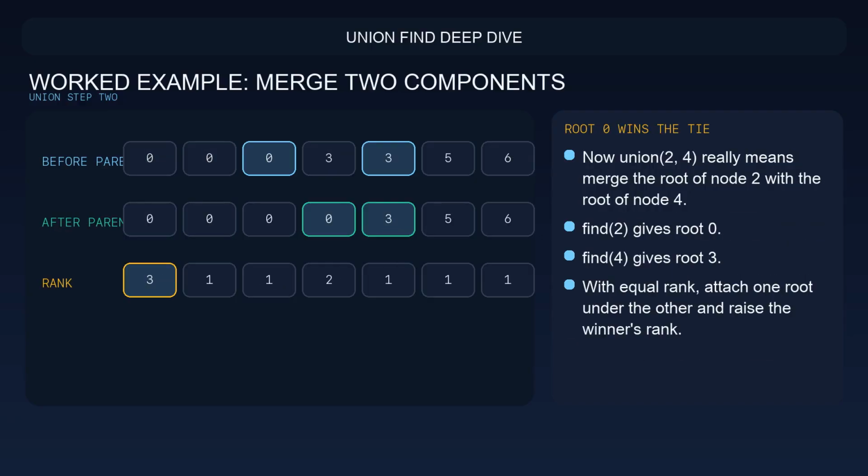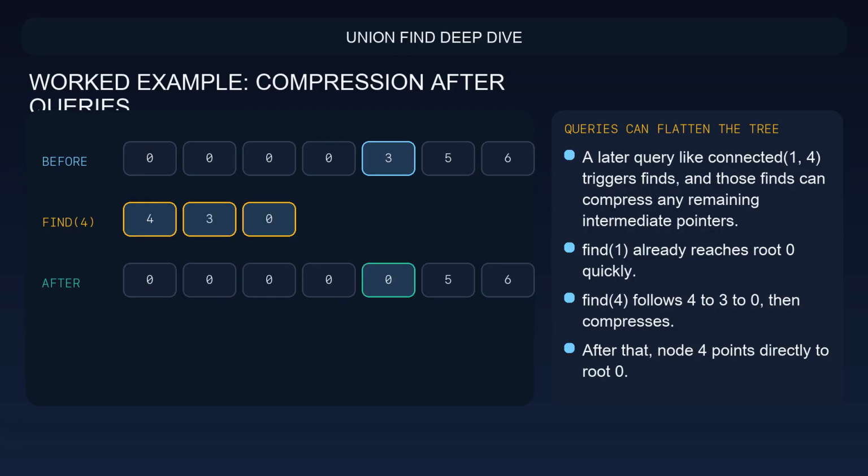When we union 2 and 4, we do not directly attach 2 to 4. We first find their roots, which are 0 and 3. Because the ranks tie, we can choose one winner, attach root 3 under root 0, and increase root 0's rank. That is the balancing rule in action. This is the beautiful part of union find. Even a connectivity query helps future operations, because find does useful maintenance work. Node 4 used to point to 3, which pointed to 0. After one find call, node 4 now points directly to 0.